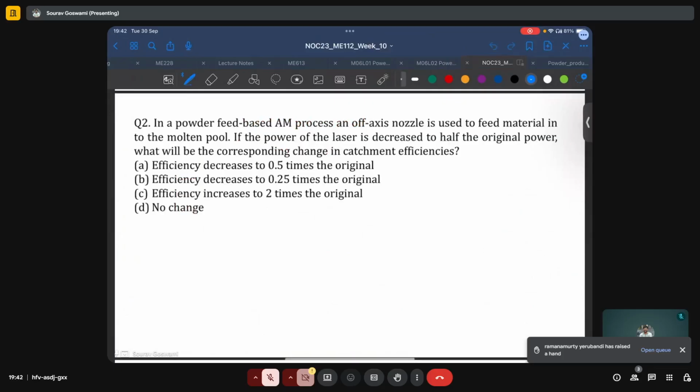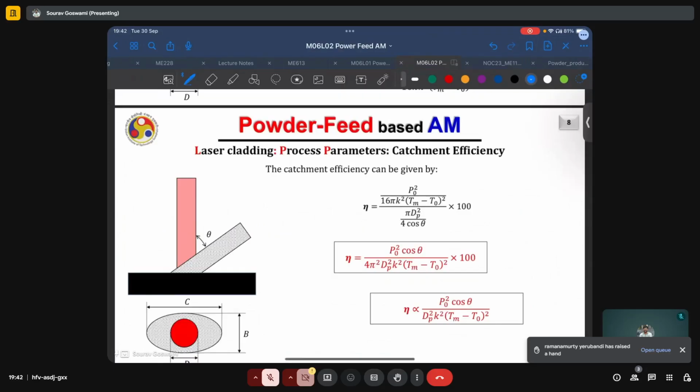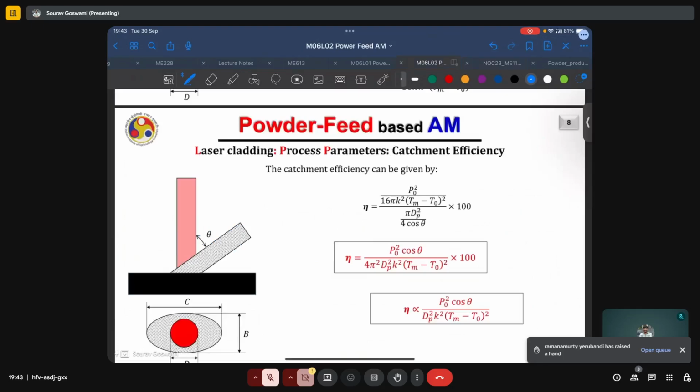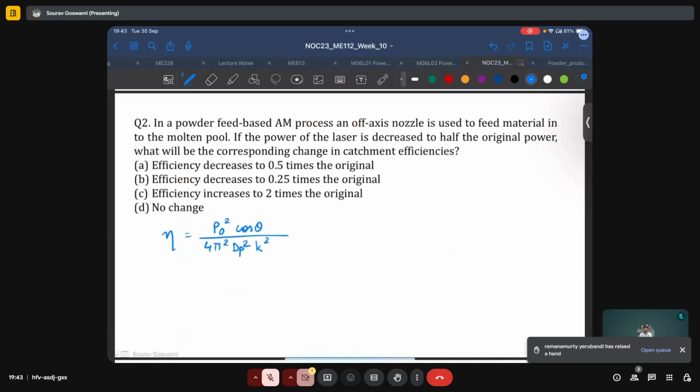So eta is equal to P naught squared cos theta by 4 pi squared dp squared k squared (Tm minus T naught) squared into 100. Where of course we already know the meanings of the various symbols.